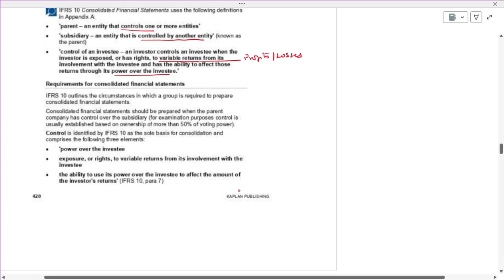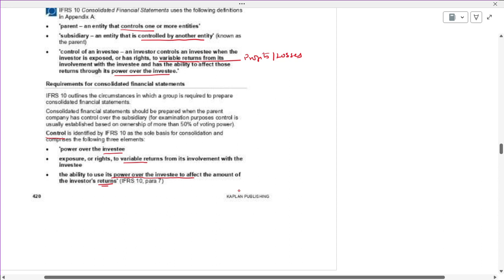Now, how are we going to talk about control, the sole basis for consolidation? You have power over the subsidiary investee. You have exposure to variable returns for its involvement with the investee. And you have the ability to use power over its investee to affect the amount of returns.